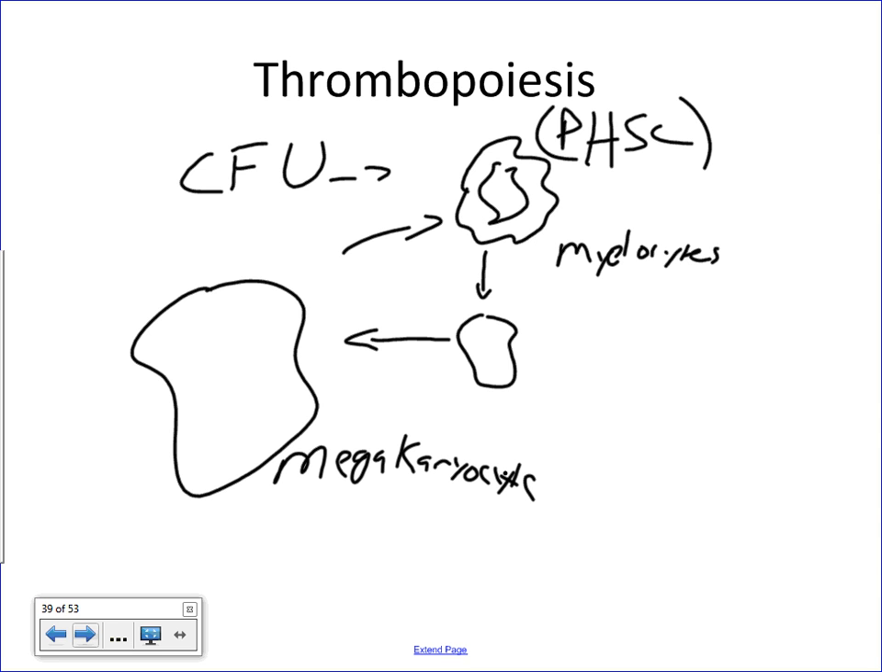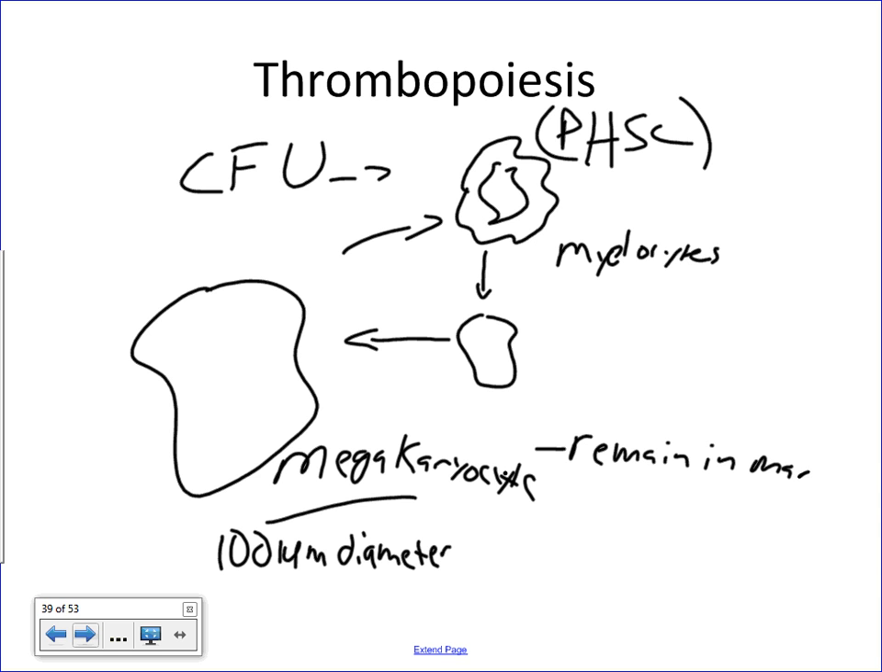Okay, megakaryocyte, mega for big. These are big cells. Megakaryocytes are about 100 micrometers in diameter. Okay, very large cells. Now, megakaryocytes remain in the bone marrow, the red marrow. Remember, we said that blood cells are produced in red bone marrow. So these cells remain in the red bone marrow, all right?